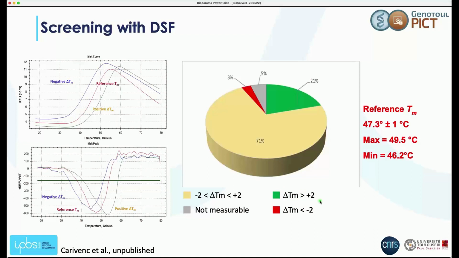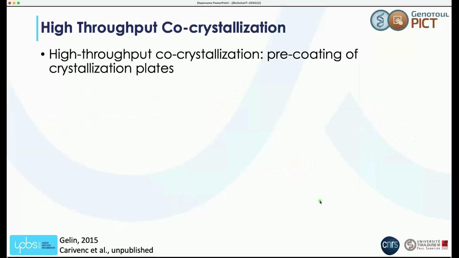So instead of relying on these results, which were a little bit fragile in our opinion, we just decided to screen the whole library using crystallography.